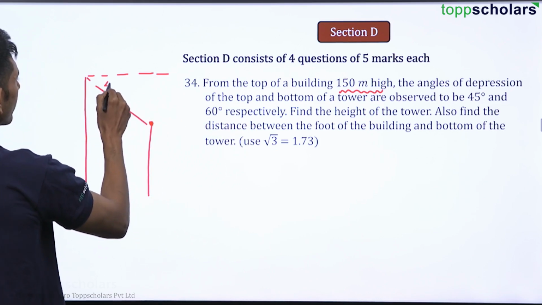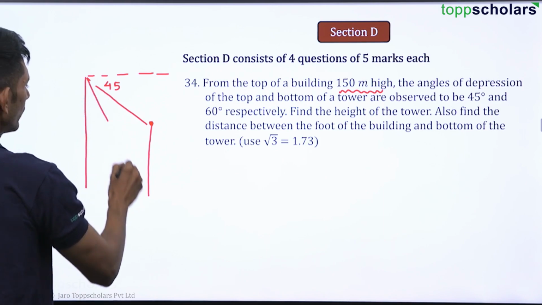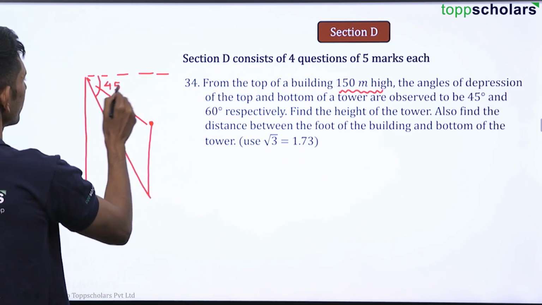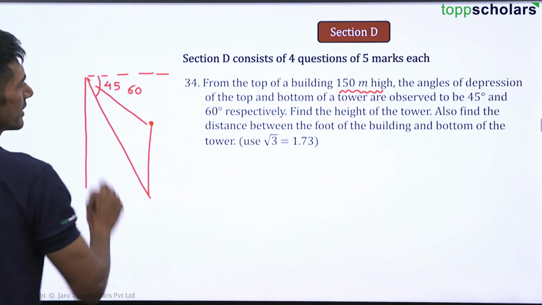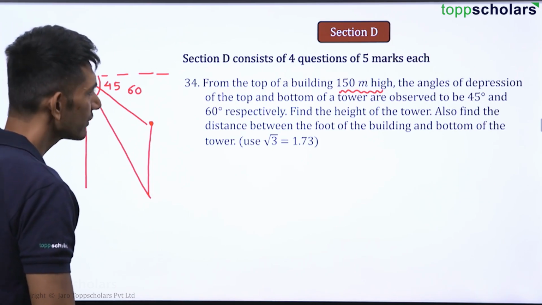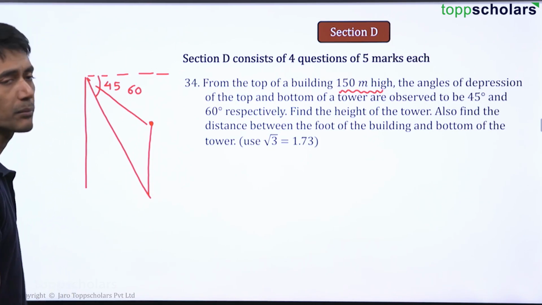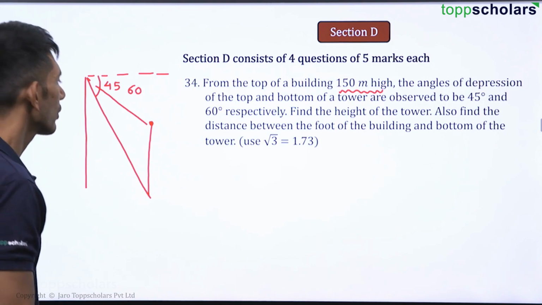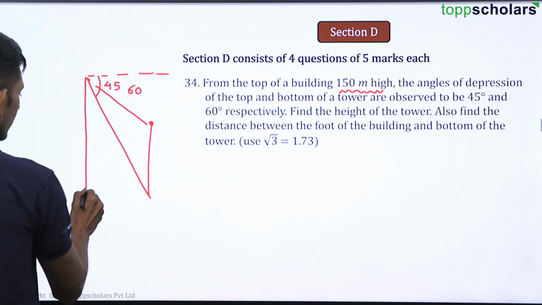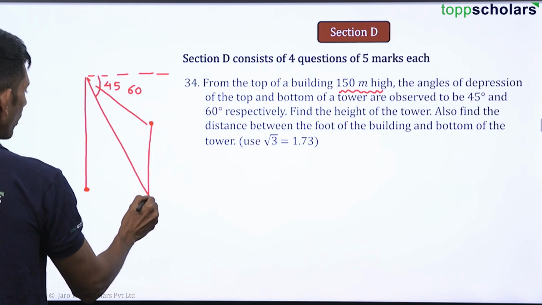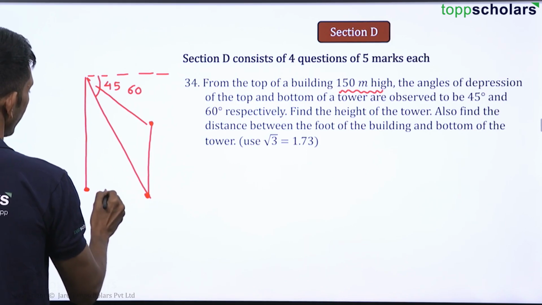45 degrees. At the bottom of the tower, the angle of depression is 60 degrees. Find the height of the tower. Also find the distance between the foot of the building and the bottom of the tower. Foot of the building, bottom of the tower, find out the distance.